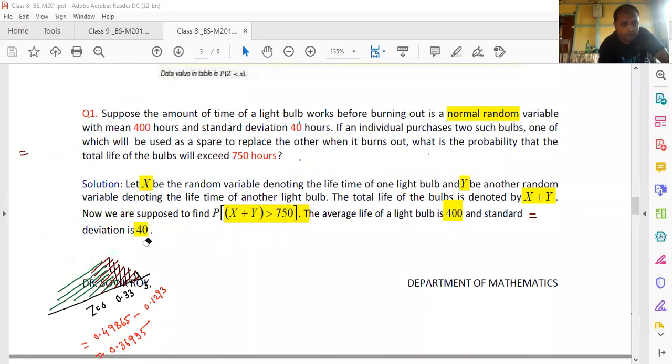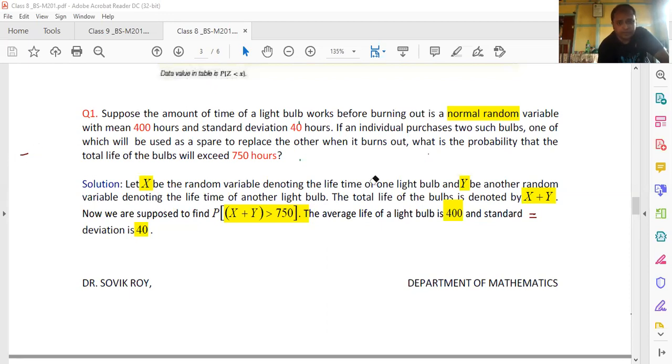I have shown here another problem. I'm asking all of you to go through it by yourself. And if you face any difficulties, then we can discuss it later on.